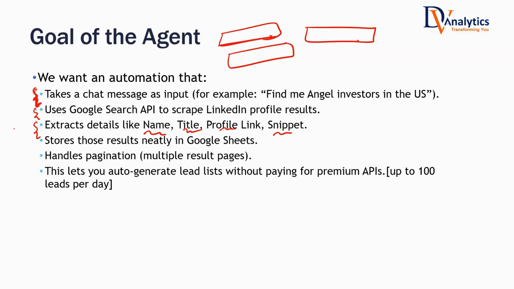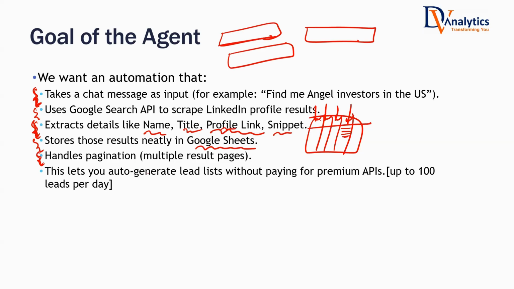We can extract the email also, but I am staying away from it. We want to extract this information and we want to get the profile link as well so that we can click on that link and see, and store this information in a neatly formatted Google Sheet. So we want to have a proper table, in that you have these columns like name, title, profile link, and the snippet, what exactly they are all about, the leads that we have got. And then handle the pagination, multiple results also we want to get. This we will get to later on.